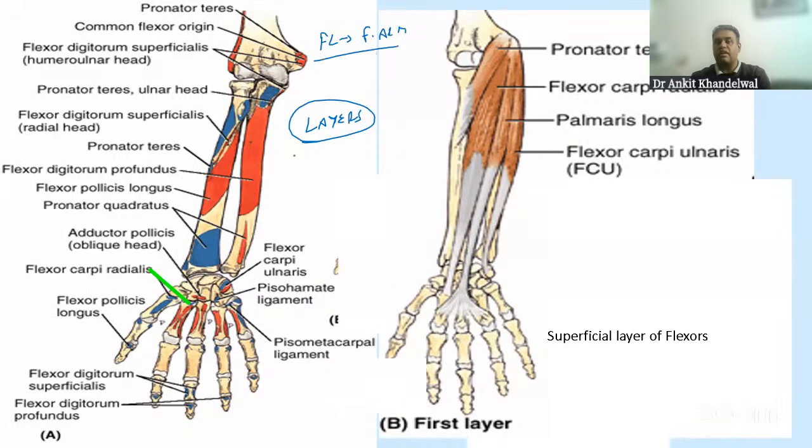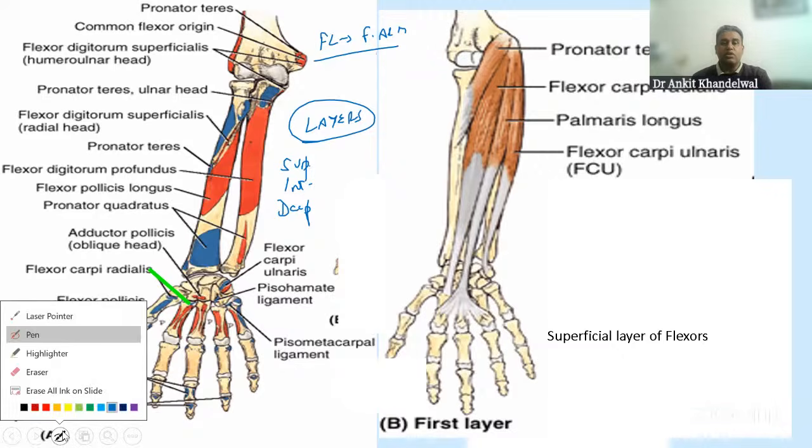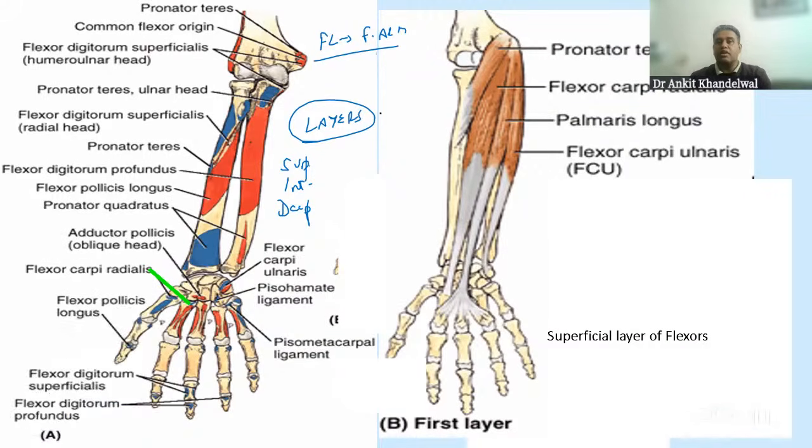So we have multiple layers over here. We have a superficial layer, a deep layer, and also an intermediate layer, and they are the muscles belonging to that area. That is what you have to answer. Understand this. How many muscles are there in total in the flexor compartment of the forearm? There are a total of 8 muscles. Deep we have 3, intermediate we have 1, and superficial we have 4. So in total we have around 8 muscles.